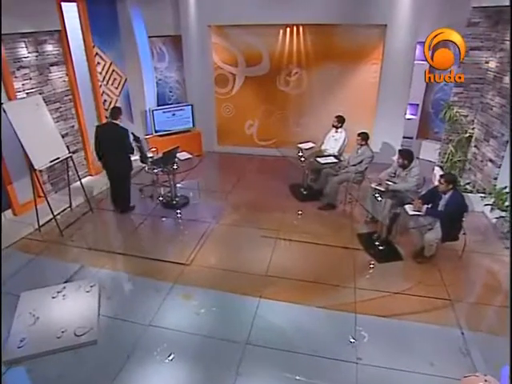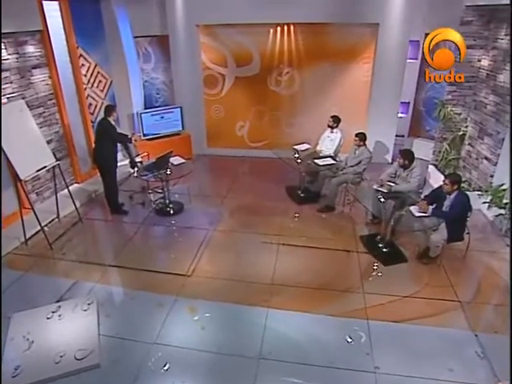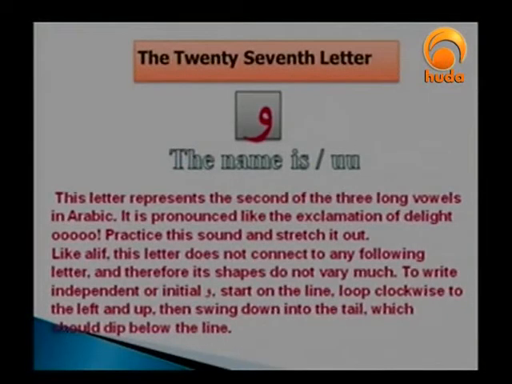Let me just have a look at this slide, and it says this letter represents the second of the three long vowels in Arabic. It's pronounced like the exclamation of delight, ooh. Can you see that? Practice the sound and stretch it out. So say it again. Say ooh. Ooh. Can you see that?